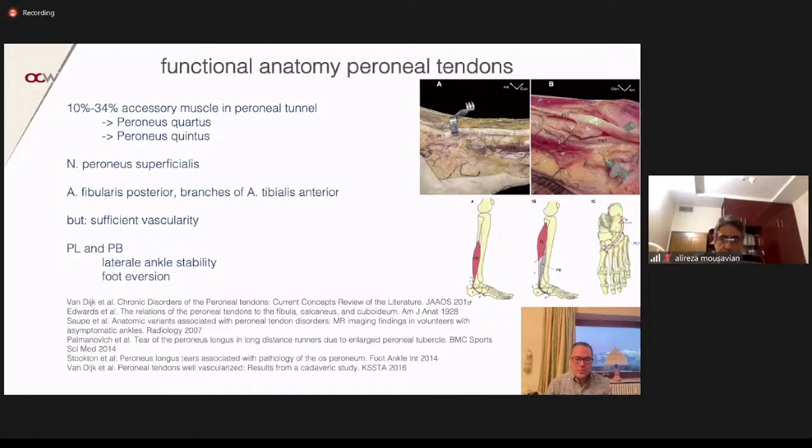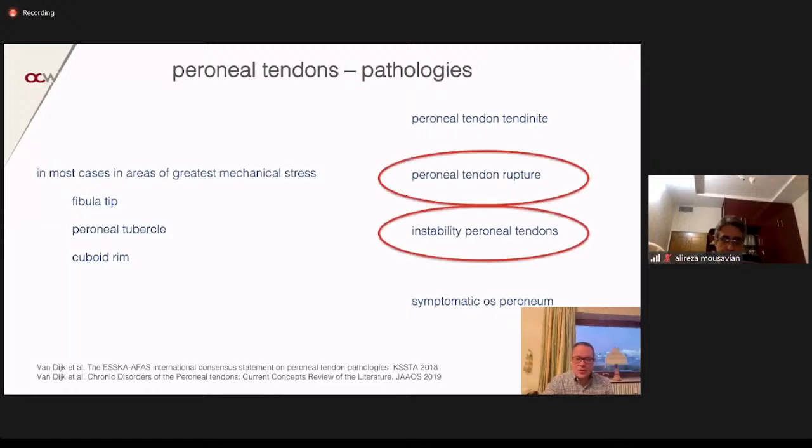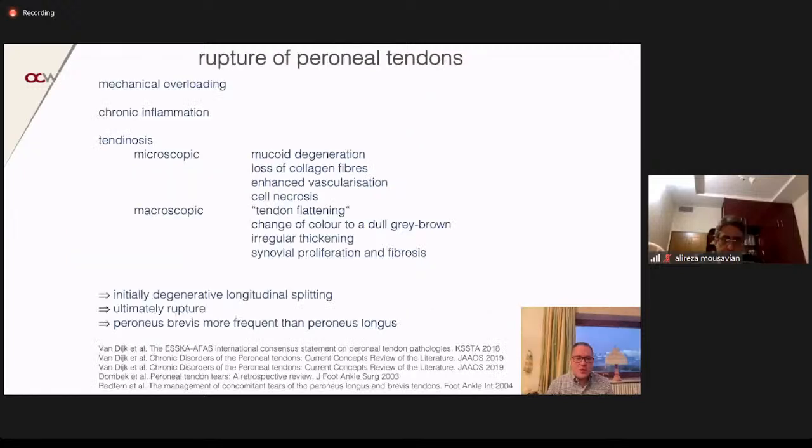Peroneal tendon pathologies are most frequent in areas of greatest mechanical stress, and these are the fibula tip, the peroneal tubercle, and the cuboid rim. There are tendinitis, there are tendon ruptures, there is instability of the peroneal tendons, and there is the symptomatic os peroneum. And the two pathologies that I want to discuss with you today is the peroneal tendon rupture and the instability of the peroneal tendons.